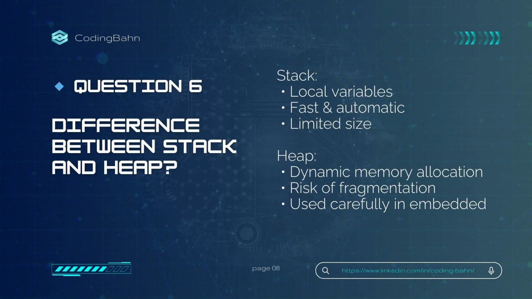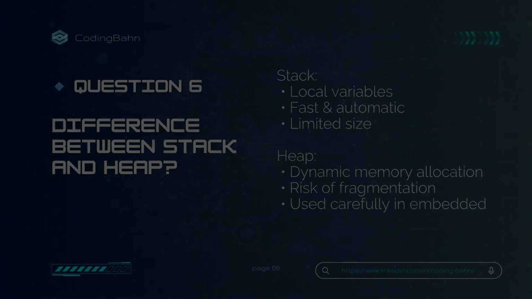Question 6. Difference between stack and heap. Stack memory is used for local variables and function calls. It is fast and automatically managed. Heap memory is used for dynamic memory allocation. In embedded systems, heap usage is risky due to fragmentation and limited memory. Bonus point: stack overflow is a common embedded bug.